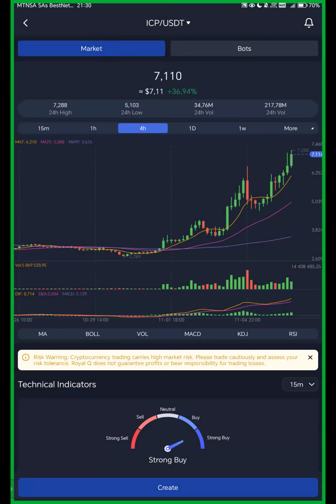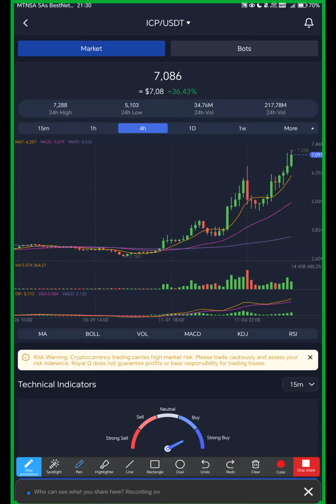When you open any other coin, you are able to see that Royal Q gives you the market. It normally gives you a chart, a display of candles signifying the price of that particular asset and how it is moving. You can see we do have candles here. We also have indicators: the moving average indicator, the Bollinger Bands, and the volume indicator.